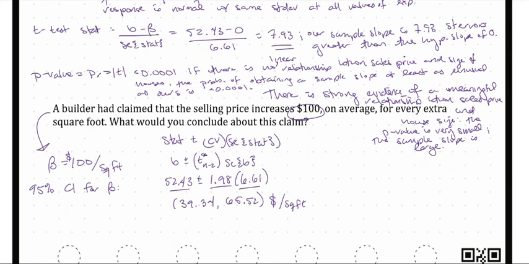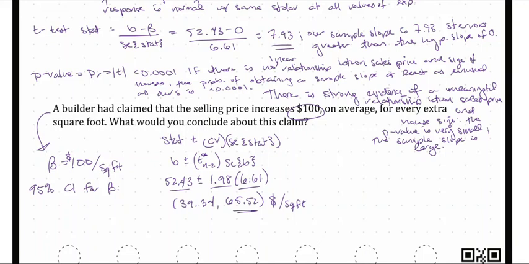And so based on this builder's claim, I don't think that claim is reasonable. The builder is claiming that the selling price increases $100 per square foot, but this sample just doesn't support that. This sample supports a maximum slope of 65.52. And not only that, that maximum sample slope is really far away from $100. So this builder is way off on his claim as far as my sample is concerned. My sample doesn't support anything near $100 per square foot in terms of a slope.